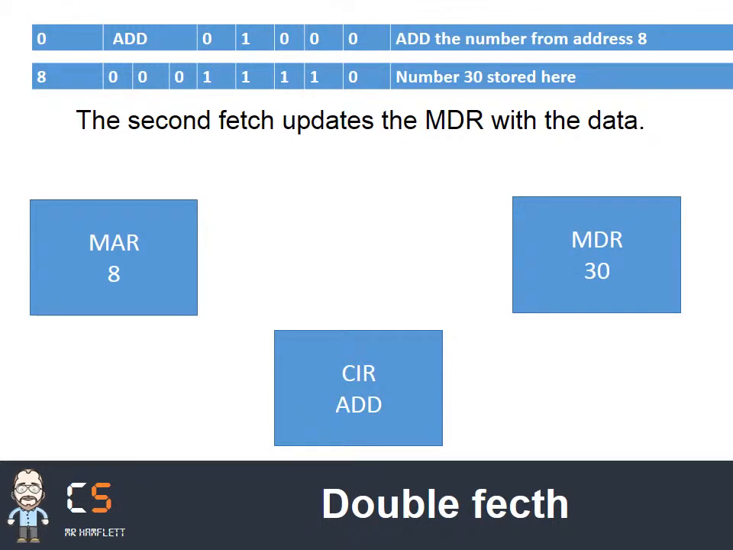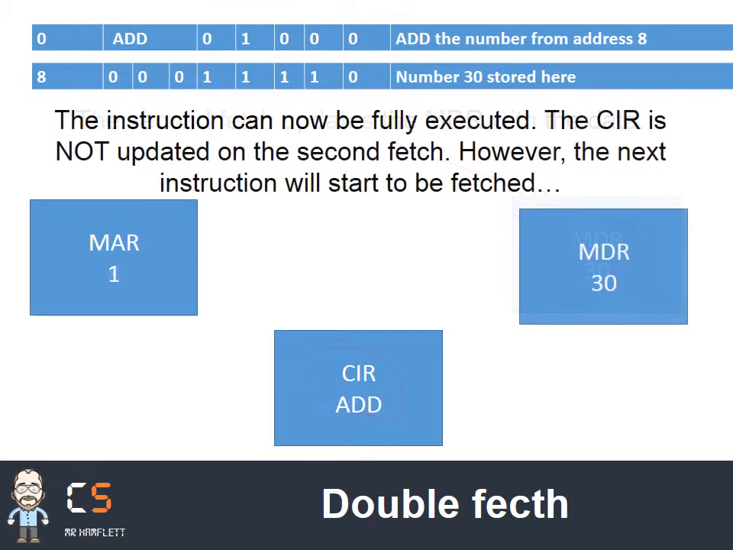It will then fetch that data into the MDR, okay, which now has the value 30. And once that fetch has completed, the instruction add can then execute, okay, because it's now got the two bits of information it needs. So it's now going to add 30 to the accumulator, and then that instruction is complete.